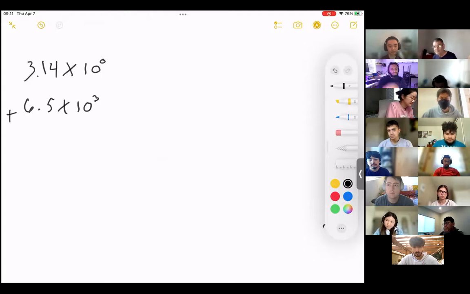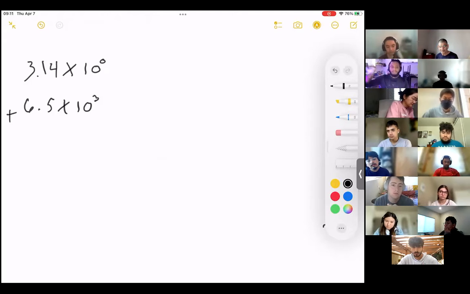Yes, Nate. We have to change their power. We have to put them to the same power, 10 to the power of 3 or 10 to the power of 0, both of them. Yes. So we will add 6.5 times 1000 plus 3.14. No, you can't do 3.14 times 10 to the 3, that changes the value. Oh, I'm sorry, I mean increasing their power and moving the digit. Yeah, I know that's what you were trying to say. All right.